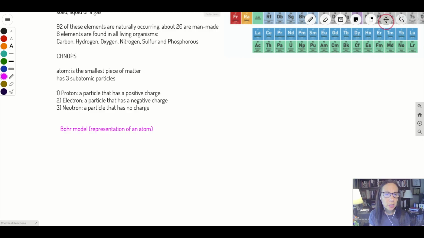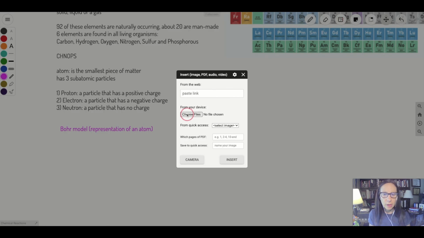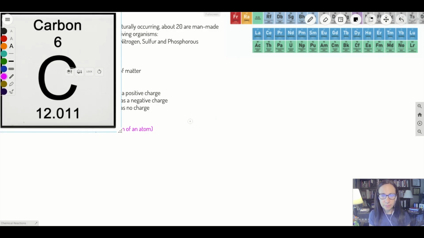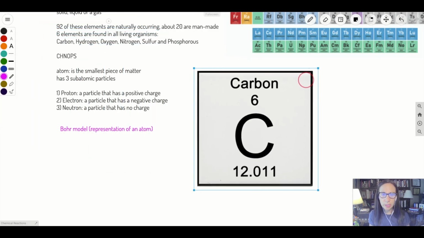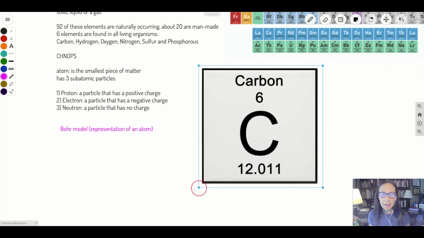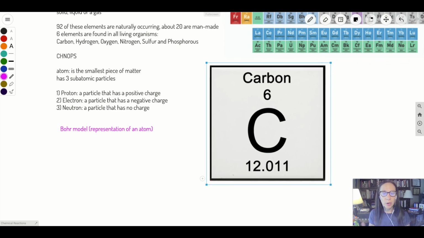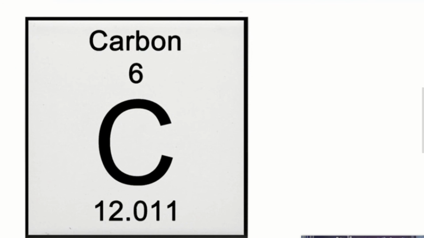Okay, and the atom that I want to focus on is carbon. So I am going to pull in the carbon. This is the carbon from the periodic table. So this is like one tile. And I'm going to tell you what each part means, and then I'm going to draw a Bohr model. So I'm going to draw this line here.